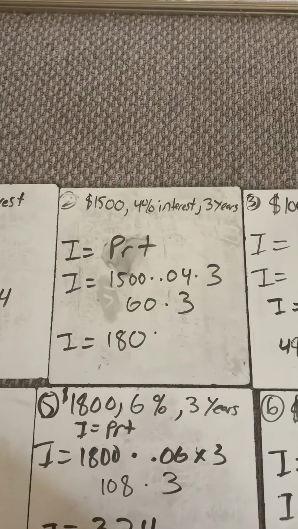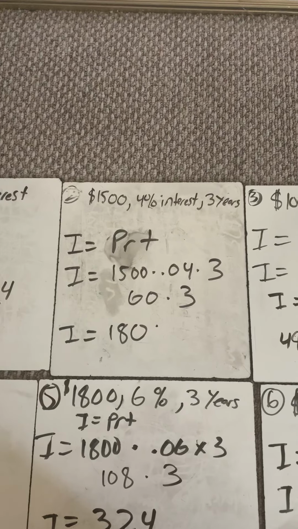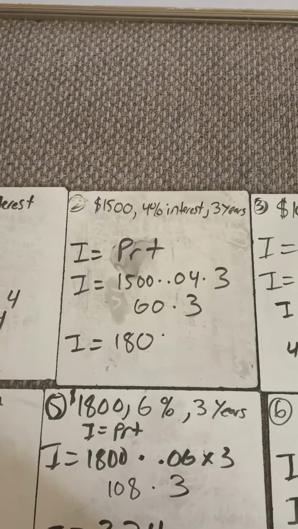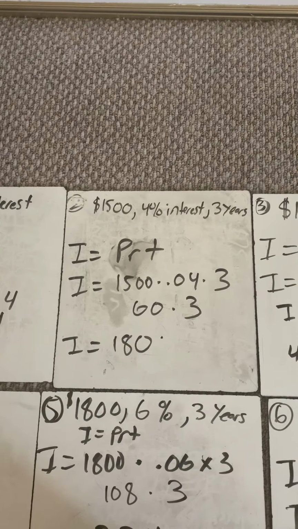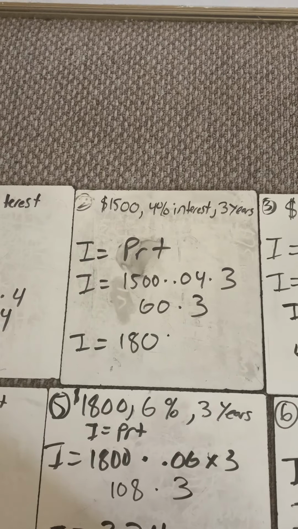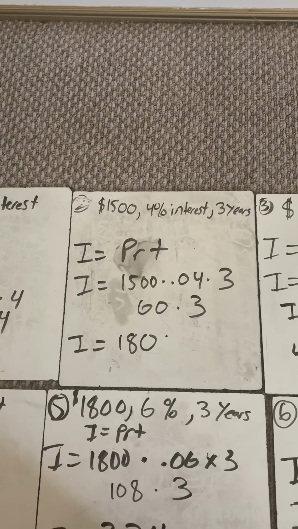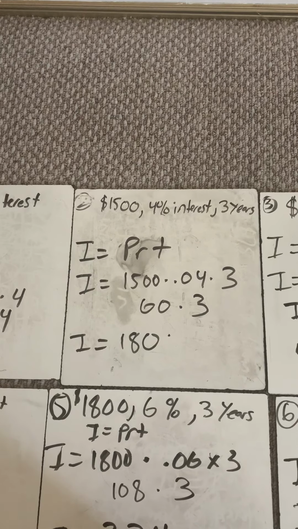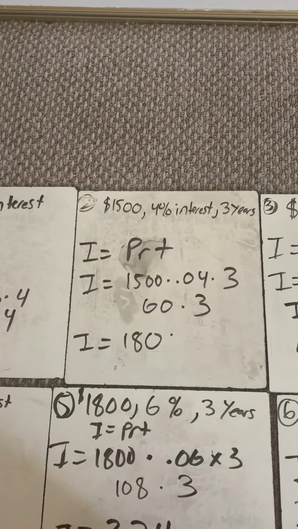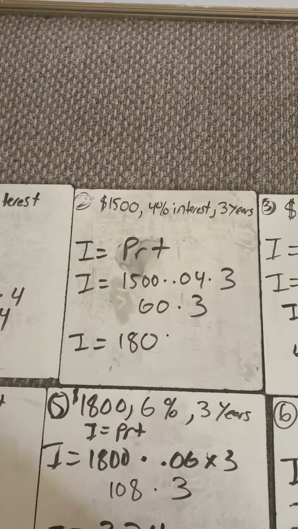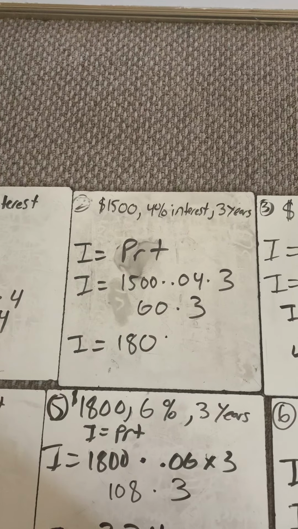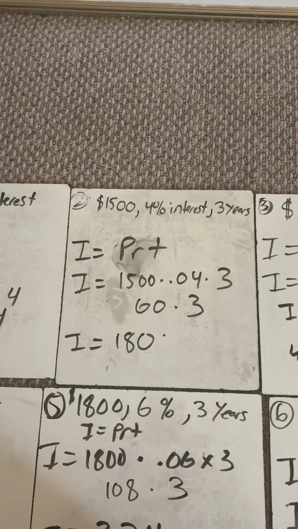Problem 2, you were buying something that was $1,500, but you didn't have the money right away, so you had to pay 4% interest for 3 years. That meant I equals PRT, where principal again was $1,500 this time. Our interest was 4%, so we turned that to a decimal as 0.04 times 3. 1,500 times 0.04 is 60, times 3 is 180.